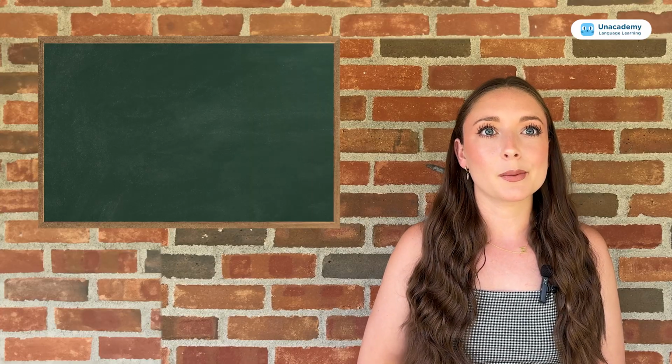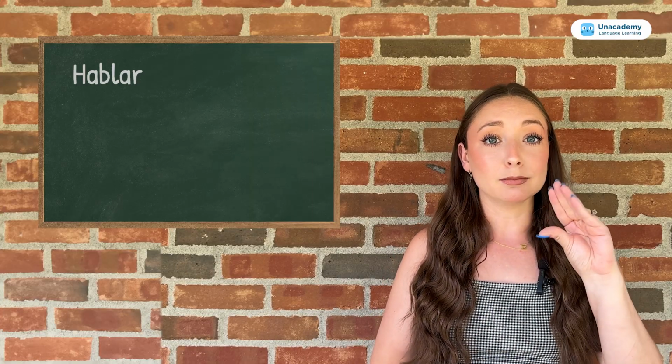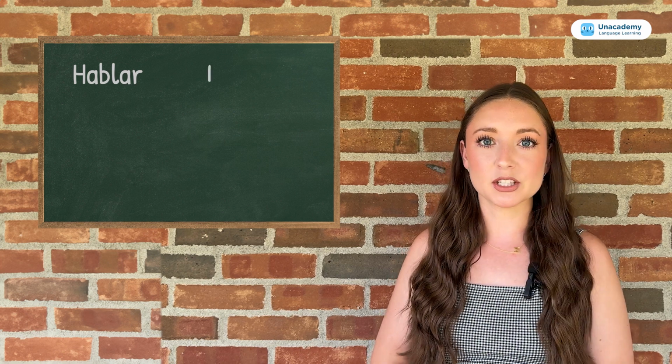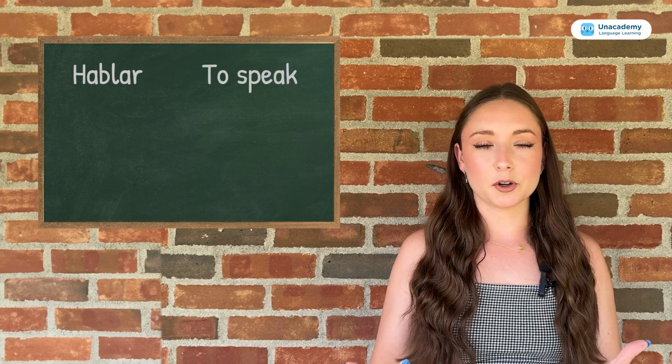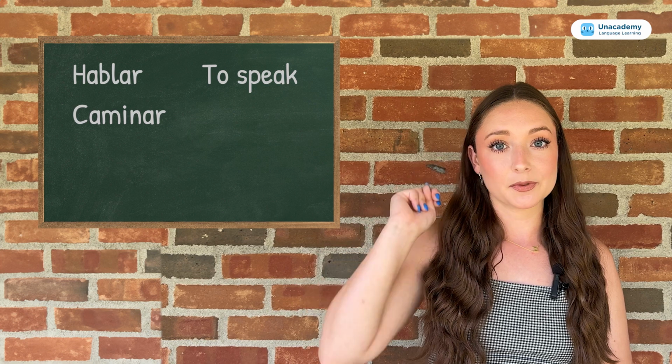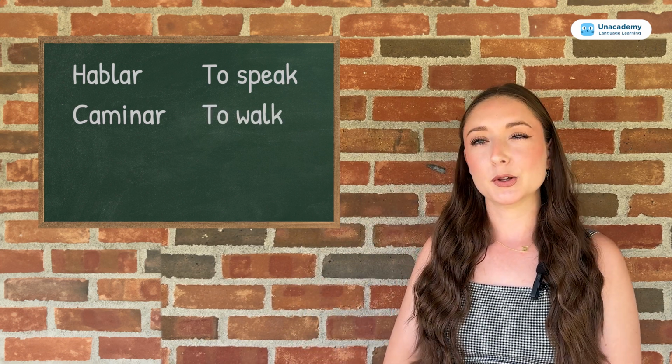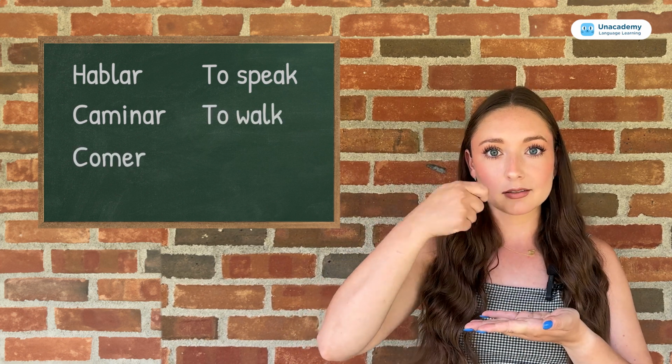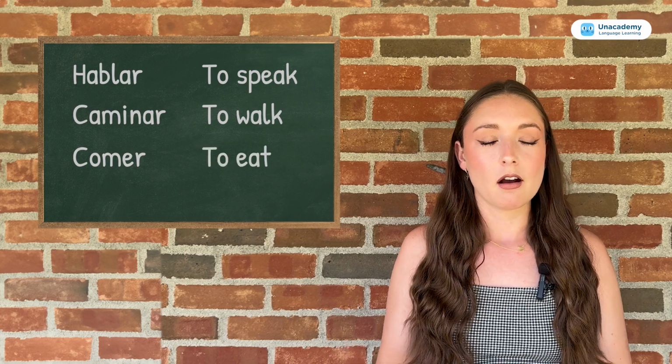So the first thing we have to learn and understand is what a verb is. A verb in Spanish is an action word. It tells us who is doing a thing. So let's brainstorm some examples in Spanish. A verb could be hablar, which means to talk or to speak. Another verb could be caminar, which means to walk. Another verb could be comer, which means to eat. Those three examples are showing you an action, right?